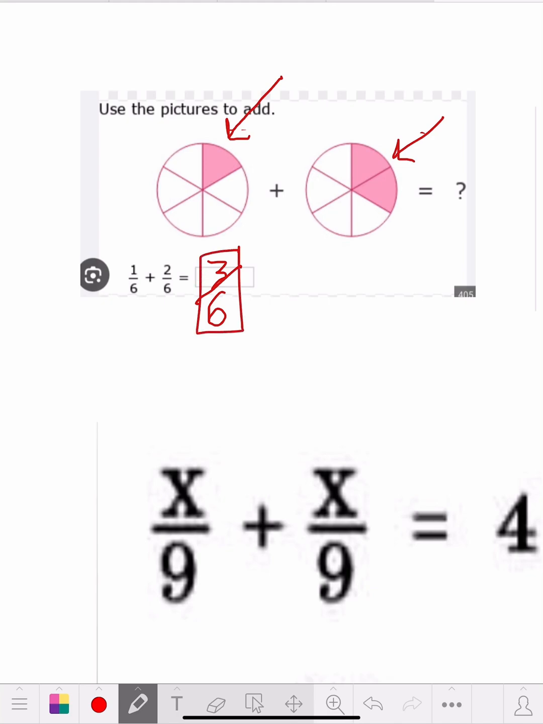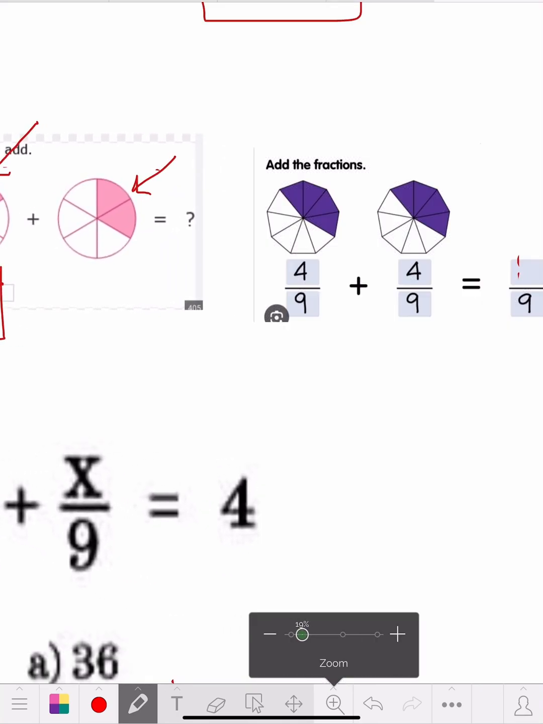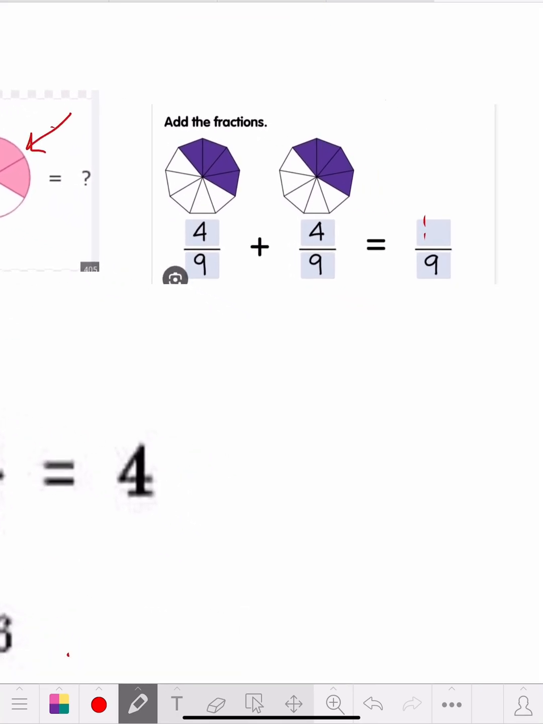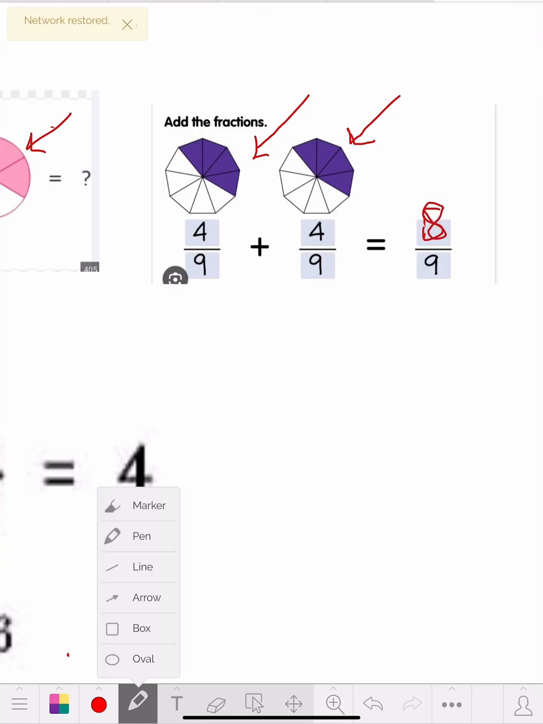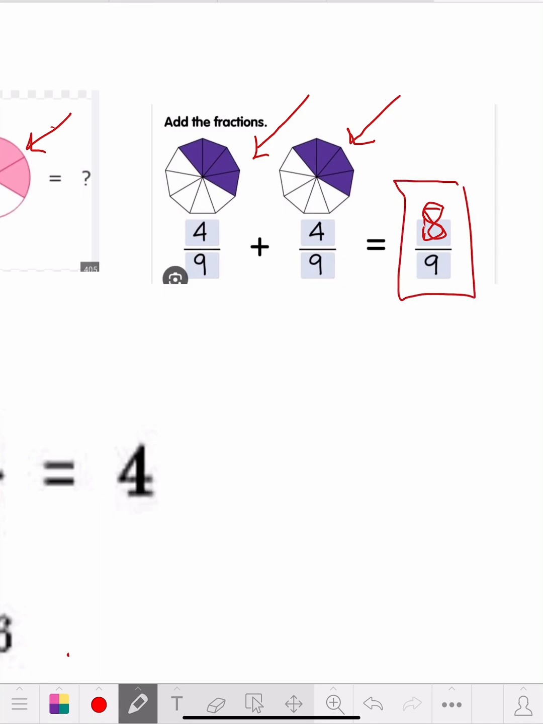Square that off, okay? And hey, I was even lucky enough to find one with 9s, which is what our problem is. So this has the pie cut into 9s, and it has 4 pieces off each pie. So how many pieces were gone? We get 4 and 4, it's 8. 8 pieces. There it is, 8 pieces over 9. And that's the answer. So the numerator, you added those two, and the denominator stays the same.